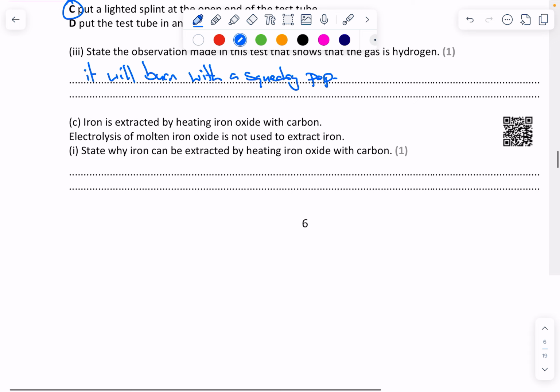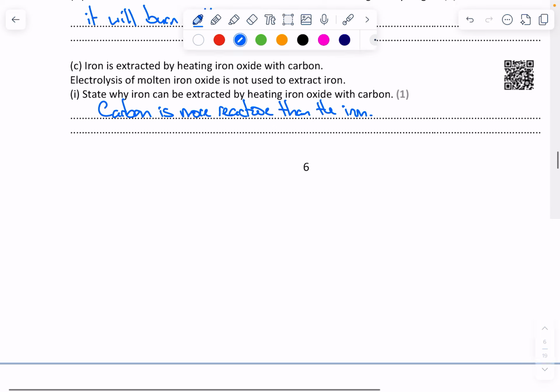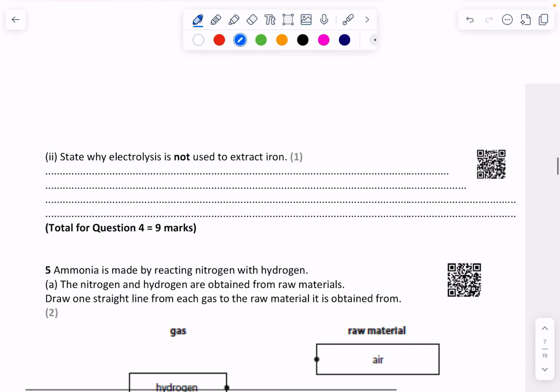Iron is extracted by heating iron oxide with carbon. State why iron can be extracted. So that works because the carbon is more reactive than the iron. So the carbon is able to take away the oxygen from the iron in that reaction.